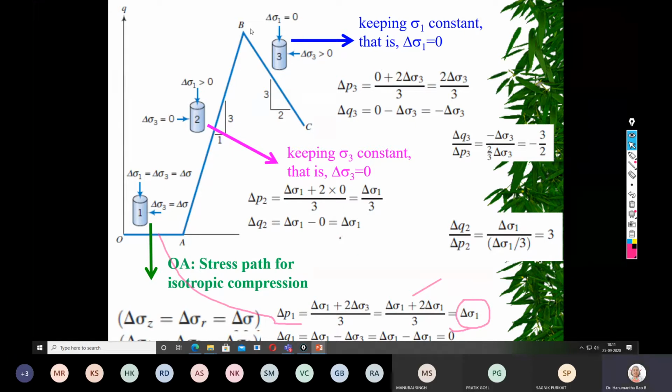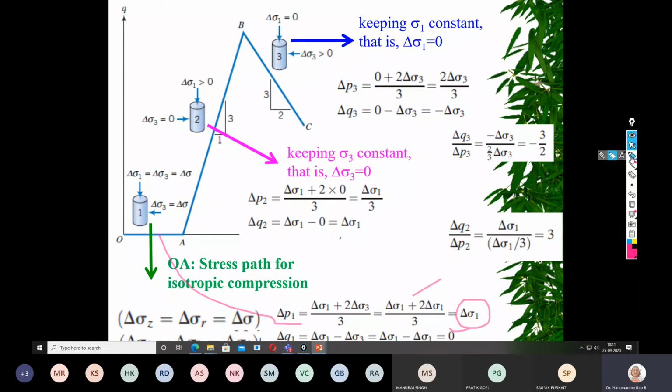So we arrived from A to B. Now at the condition of B, we are increasing delta sigma 3 by keeping delta sigma 1 at 0, or constant. So again, if we substitute in the equations for delta P3 and delta Q3, delta P3 is nothing but delta sigma 1 plus delta sigma 2 plus delta sigma 3 by 3. Sigma 2 and sigma 3 are equivalent, so it can be written as sigma 1 plus 2 sigma 3 by 3. So delta sigma 1 is 0, and delta Q3 is nothing but minus delta sigma 3.